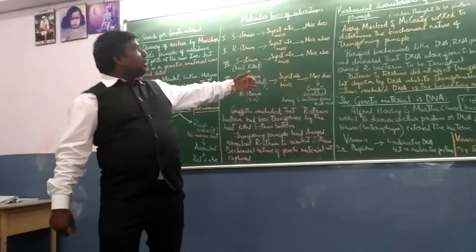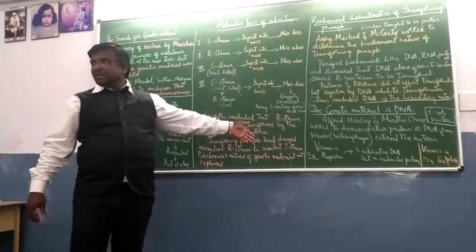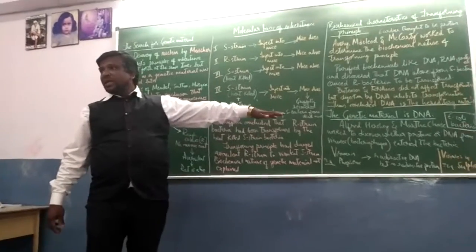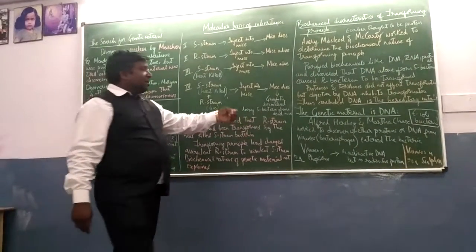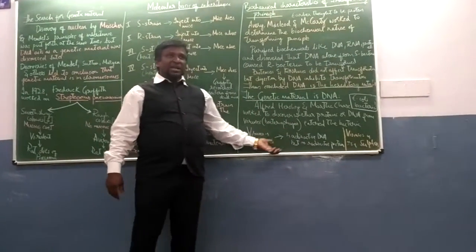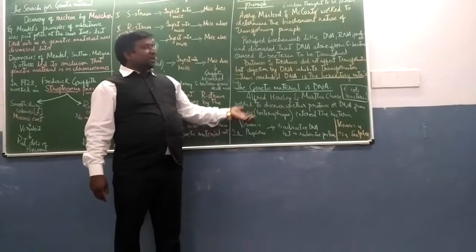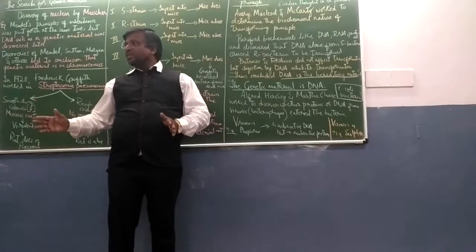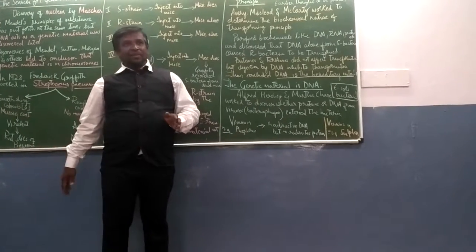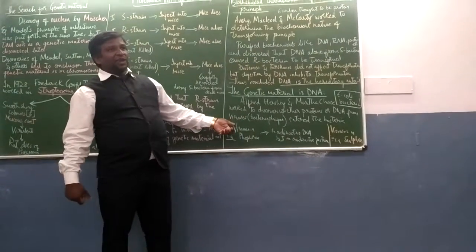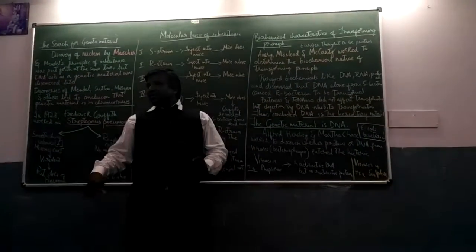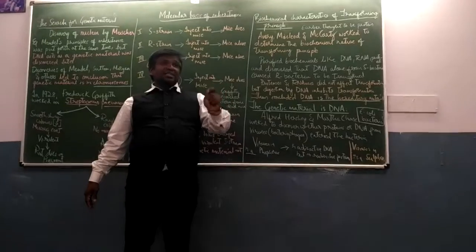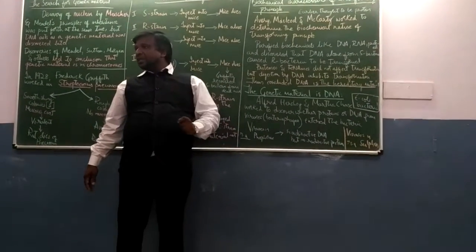Because many were not convinced by the transforming principle experiment done by McCarty and MacLeod, but once they got this experimental evidence from Hershey and Martha Chase, they became convinced that the genetic material is DNA. What was the problem that Hershey and Martha Chase had? They had to show that DNA is the genetic material.